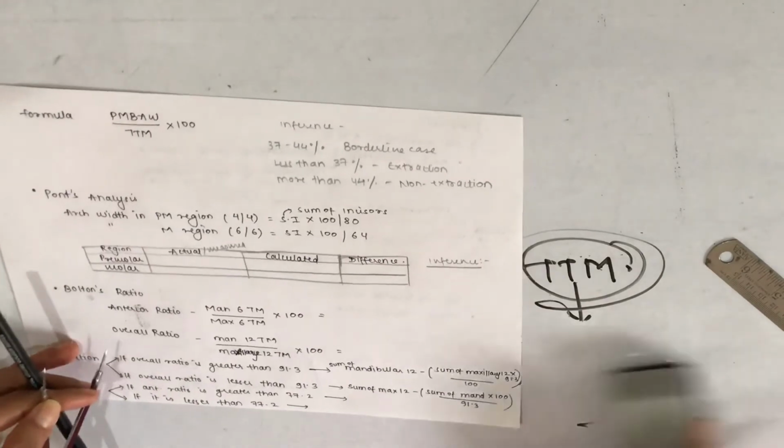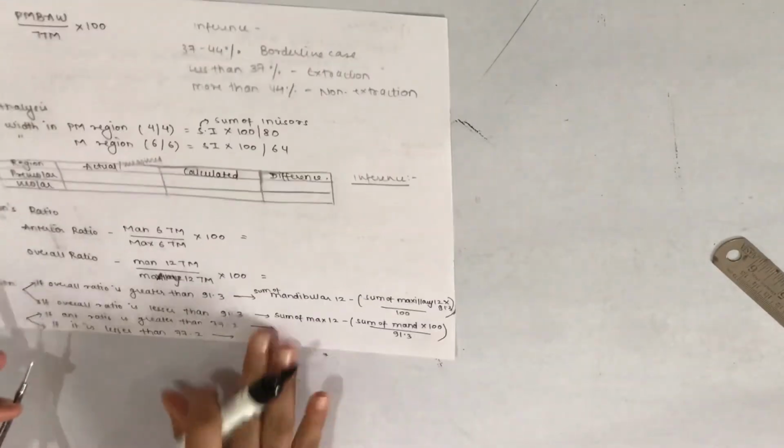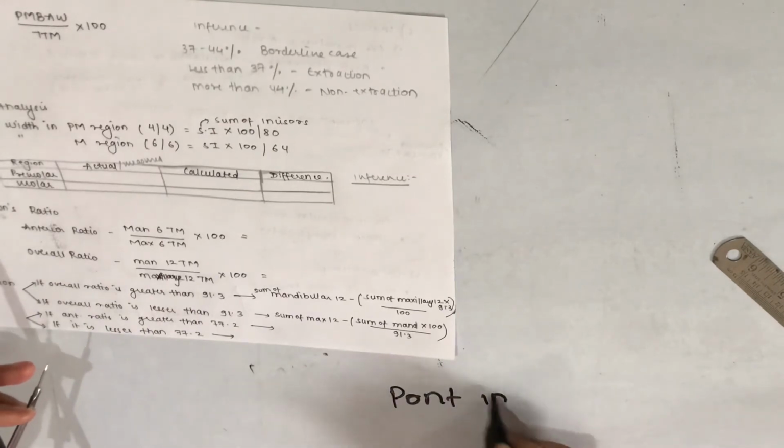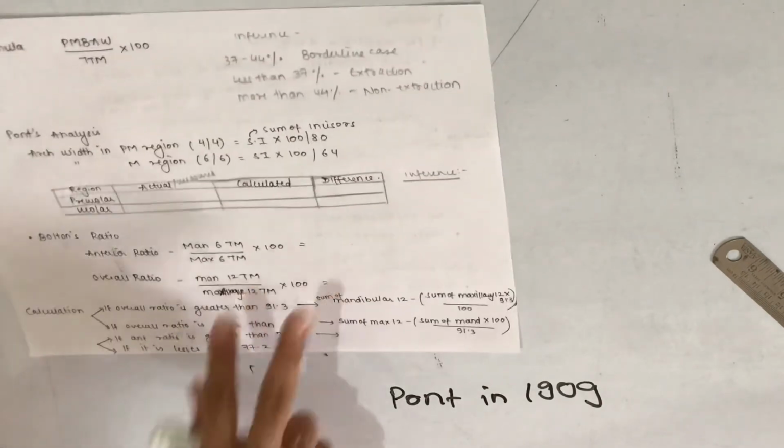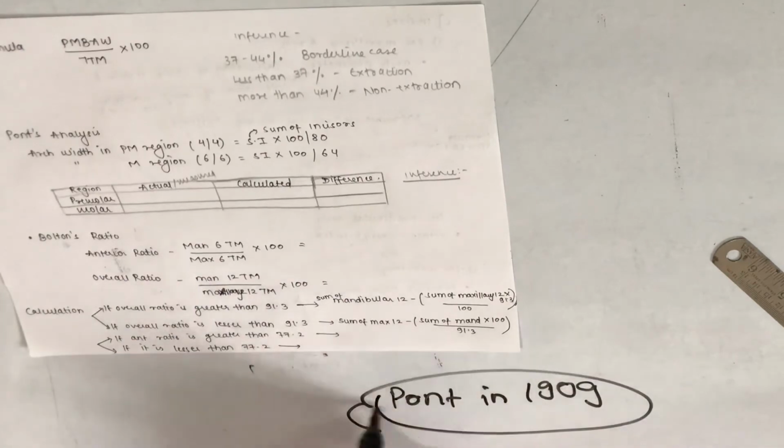This Bolton's analysis was given by Bolton in 1909, and it is the method of determining the ideal dental arch width in the premolar and the first molar area, which is based on the sum total of the upper maxillary incisors. So it helps in determining whether the dental arch is narrow or normal. It determines whether there is need for lateral arch expansion, and whether the expansion is possible or not. So these are the three things that you can see with the help of this Bolton's analysis.